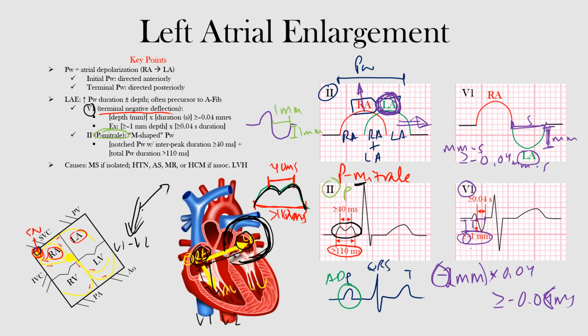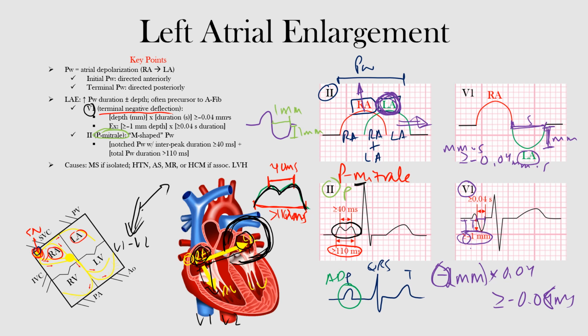All right. Now, if left atrial enlargement changes are associated with left ventricular hypertrophy changes, then it may be due to systemic hypertension, aortic stenosis, mitral regurgitation, or hypertrophic cardiomyopathy. Essentially, anything that causes pressure or volume overload on the left side of the heart can lead to left atrial enlargement. And it's important to be aware that left atrial enlargement is often a precursor to atrial fibrillation.